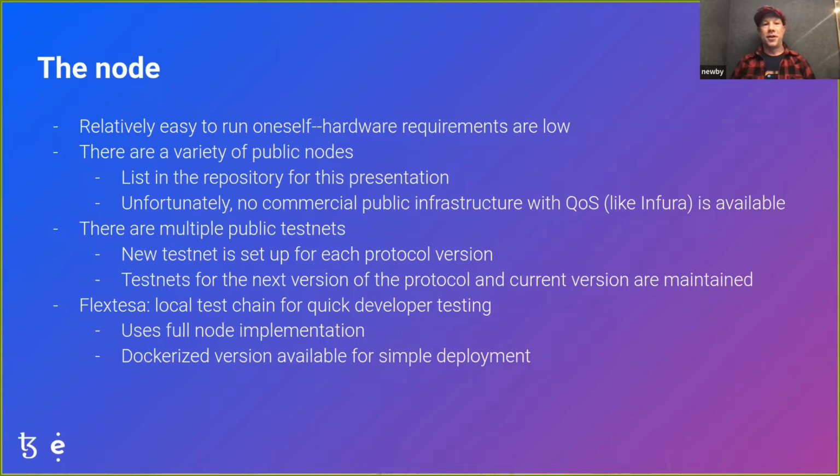Various people offer public nodes. We put a list in the repository for this presentation. This is changing quite fast, I think, but unfortunately at the moment, there isn't really a commercial public infrastructure for Tezos where you get a service level agreement and you pay a subscription and things work faster than with the free ones. Occasionally you find that a public node will go away, which can be quite annoying, but broadly it's quite easy to get onto the Tezos blockchain, and we will demonstrate this later.